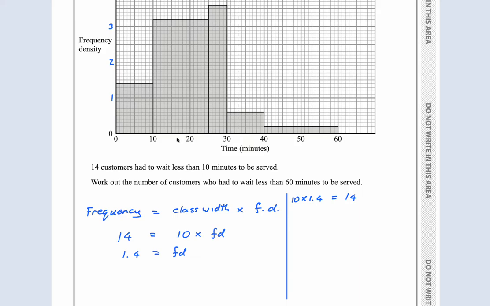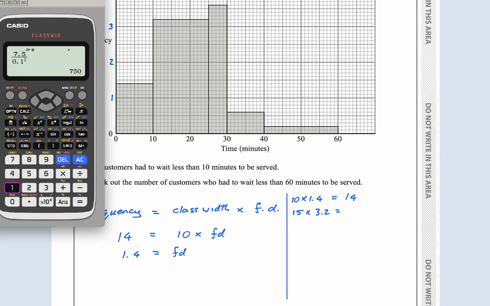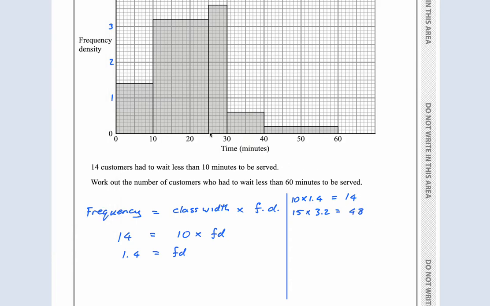Then this one is 15, because this class width goes from 10 to 25, so 15 times 3.2, which is 48. Then this one is just 5, so 5 times 3.6 is 18. Use your calculator if you need to. This one is 10 times 0.6, which is 6. And then 20 times 0.2. So this length is 20 and the height is 0.2, which is equal to 4.